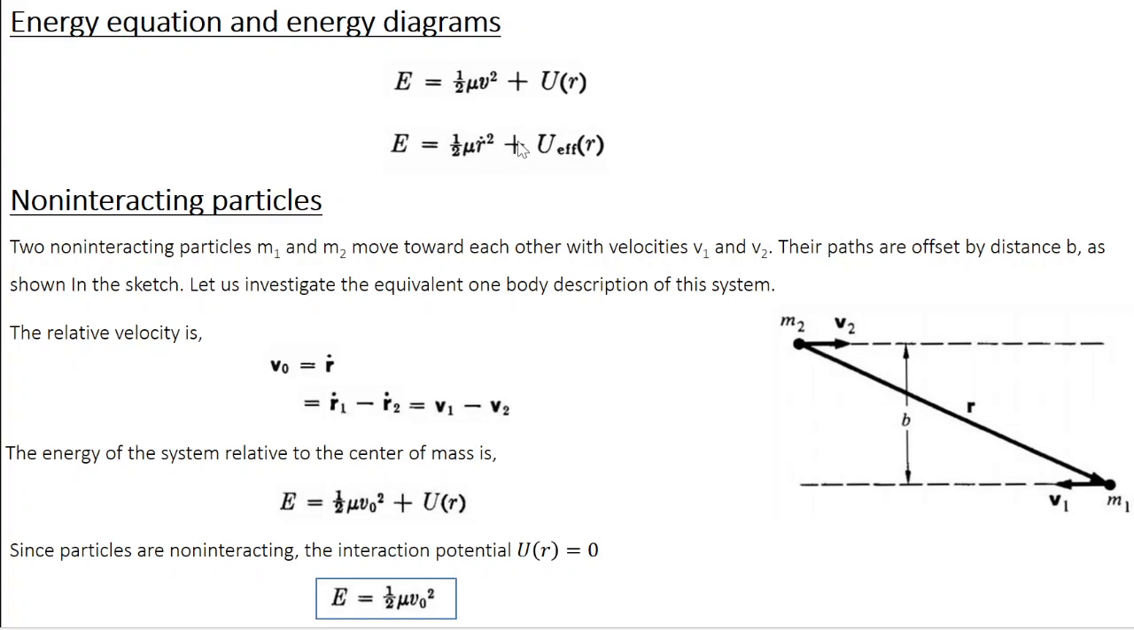So this essentially captures the radial motion, and as I said in the previous class, we will try to apply the energy diagram method to get some useful information pertaining to the radial motion in a central force field. Specifically, let's apply this method to the problem of non-interacting particles.